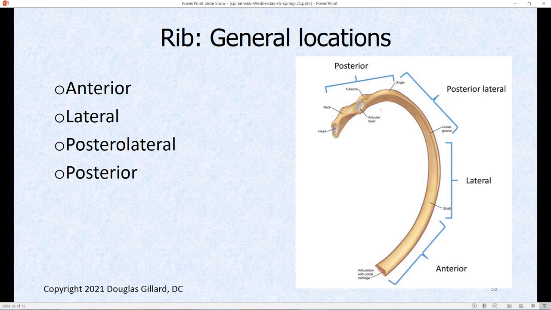But now we can see the parts. So the shaft we said was all of this. Shaft, shaft, shaft. Once it comes to the tubercle, that's the end of the shaft. There's the tubercle. Kind of a funky looking drawing. The neck is usually more slender. And then this is the head there.